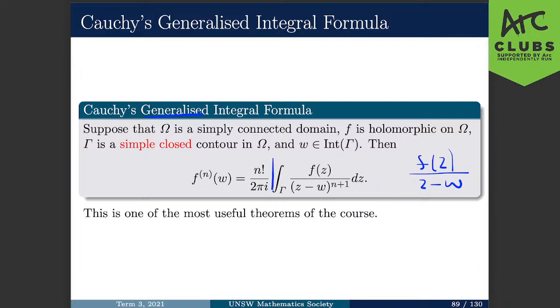Once again, this is just a technique for evaluating some complicated integrals. If you get something of this form, then I can just use this formula to calculate it. This is one of the most useful theorems in this course. Later on, we'll be looking at the residue formula, which is a little bit more general. In that case, we can look at cases where it's not just a single point w in the interior, but other points in the interior as well, that will make it not holomorphic.